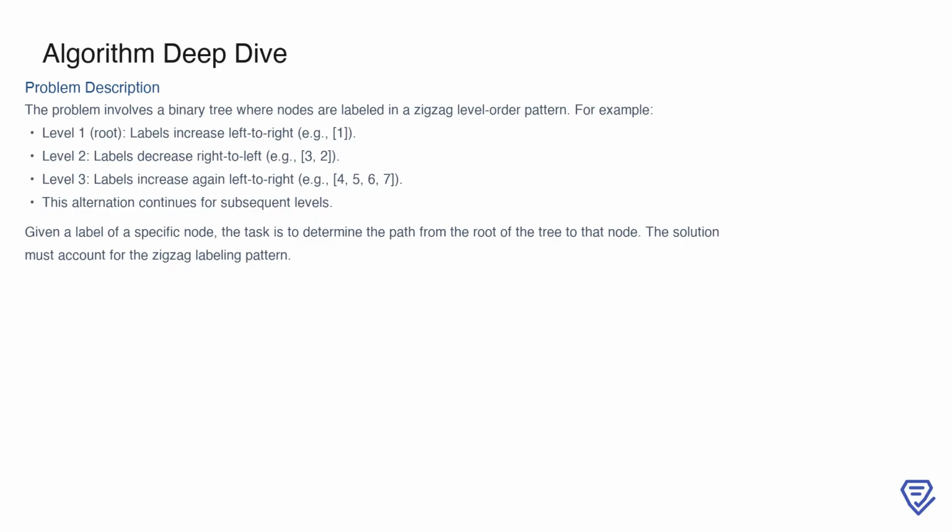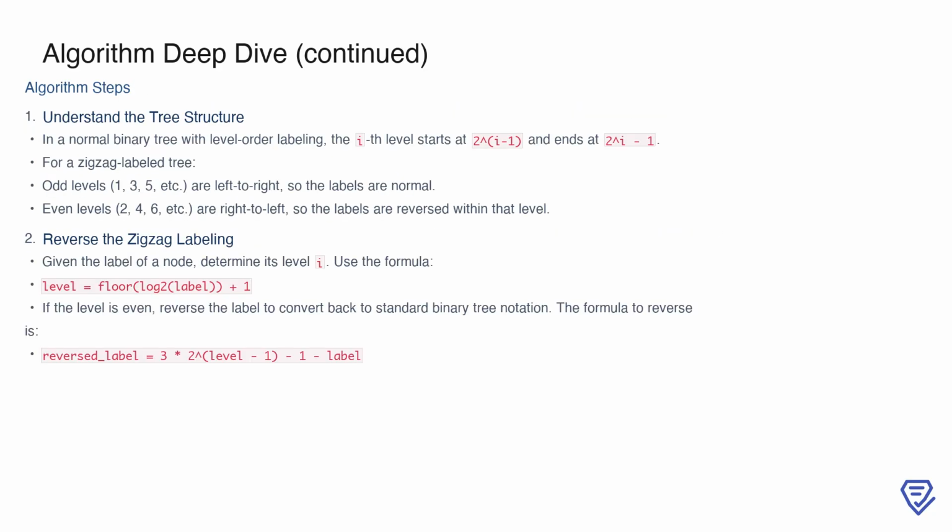The zigzag nature introduces an extra layer of complexity, as we must adjust the labels to navigate the tree structure accurately. To solve the problem, we start by understanding the tree structure. In a standard binary tree with level order labeling, the nodes on the ith level range from 2 raised to the power of i-1 up to 2 raised to the power of i, minus 1. However, in this zigzag labeled tree, odd levels like levels 1, 3, and 5 follow the typical left-to-right order, while even levels like 2, 4, and 6 are reversed, going right to left.